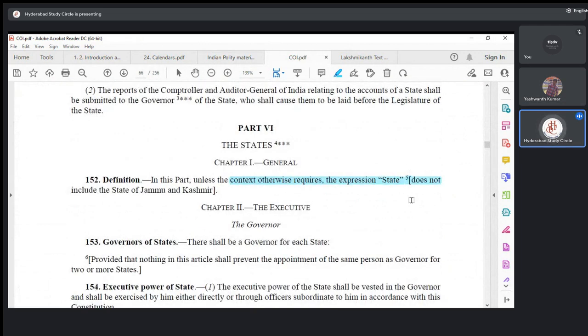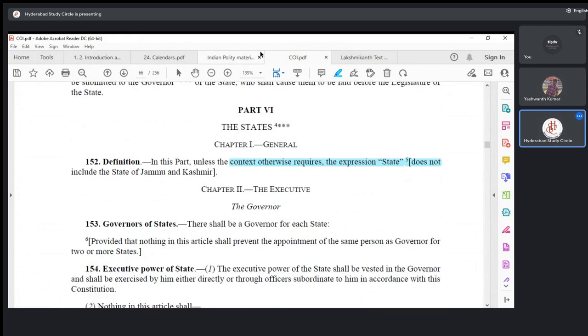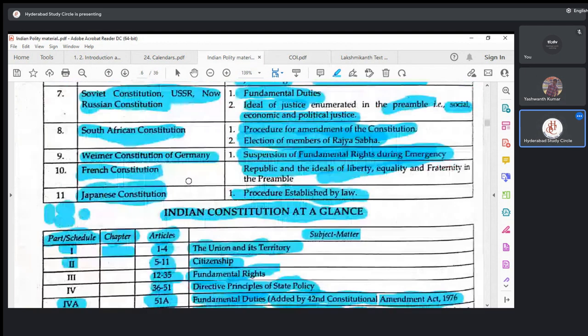In this part, the state is defined. The definition of a state. Please write this in your notes. The state definition is under article number 12, article number 36, and article number 152. So the definition of State with capital S is given under 3 articles. Remember? Article number 12, 36 and 152. Okay. Next.